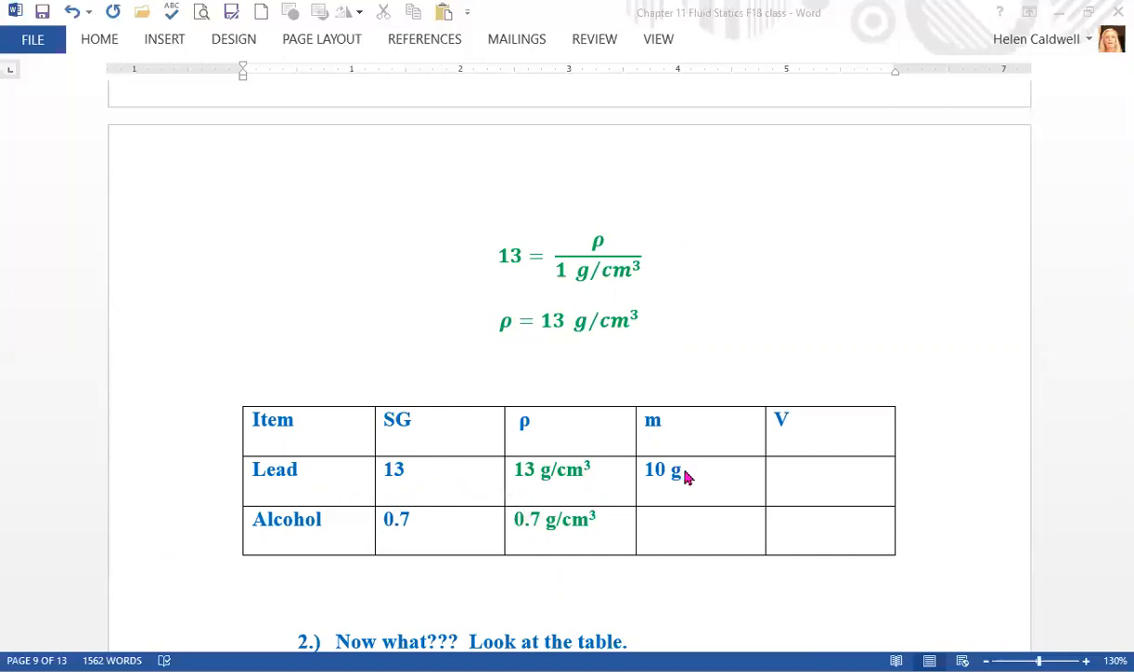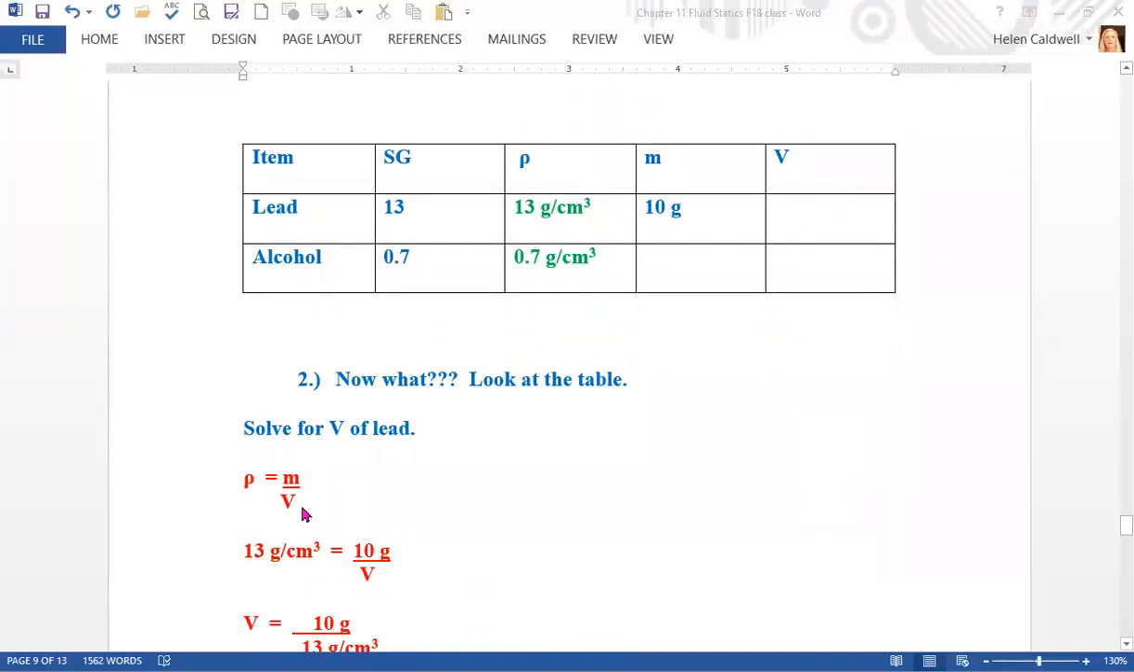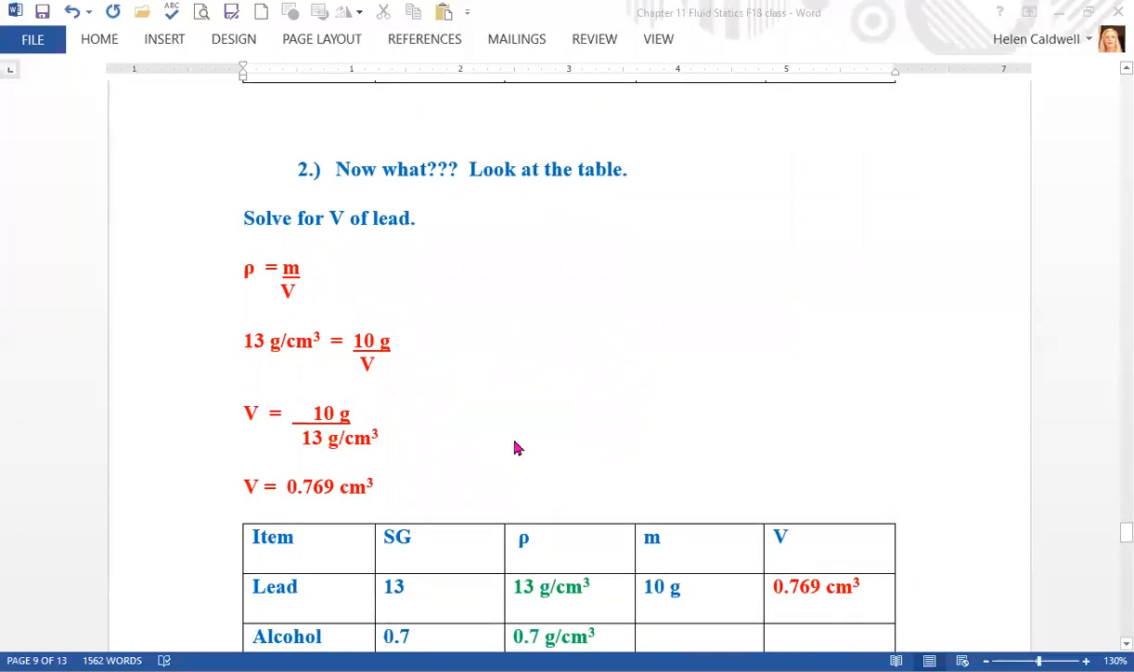So we've got this line, the lead line, we know everything except the volume, so we should find the volume. Pick the line that has the most things in it and see what you can do with it. So solve for the volume of lead. Density is mass divided by volume. We know the density, it's 13 grams per cubic centimeter. We know the mass, it's 10 grams. We can solve for the volume. So the volume ends up being 0.769 cubic centimeters, and we put it in the table.